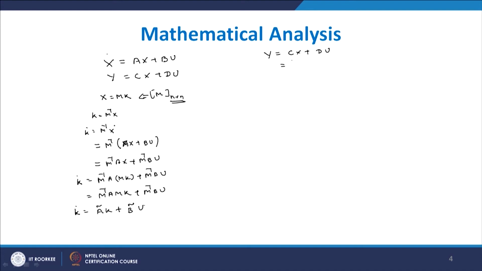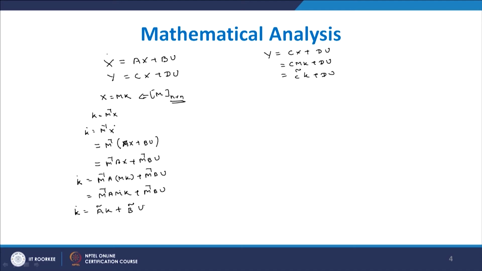X equals to Mk plus Du, and here we can write y bar equals to C bar k plus D du. So we got B bar equals to M inverse B, A bar equals to M inverse AM, and C bar equals to CM. Now here the point has come: how to get the values of M.